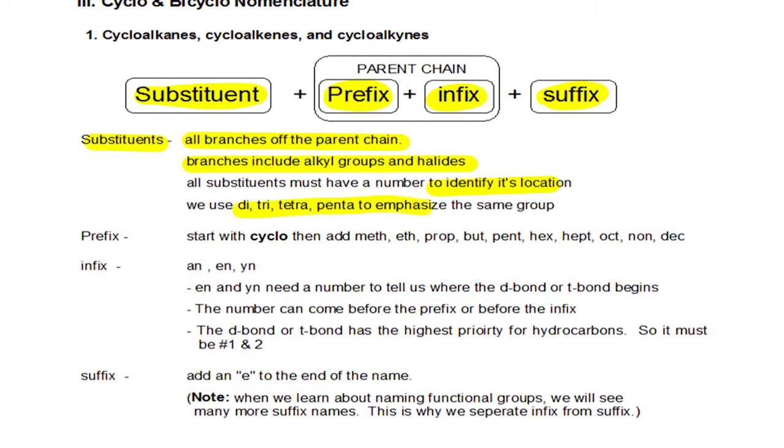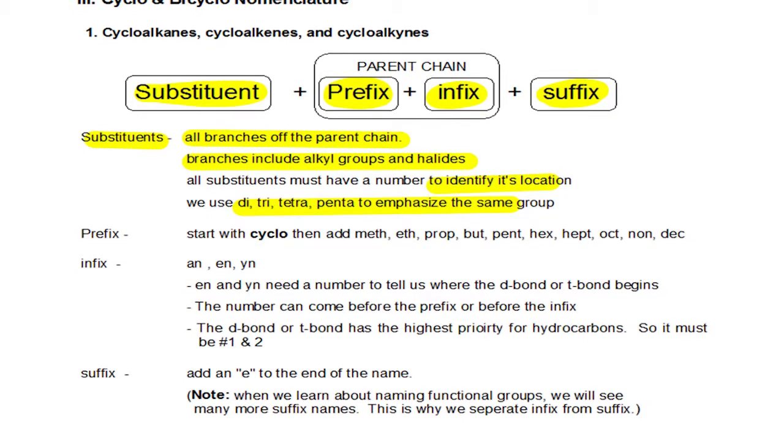And then we could use di, tri, tetra, penta, and so on in order to identify the same substituent more than once. Again, if any of this doesn't make sense, go back to the previous video. I go over all the rules. So that's all pretty much old news at this point. Now, the prefix is new.